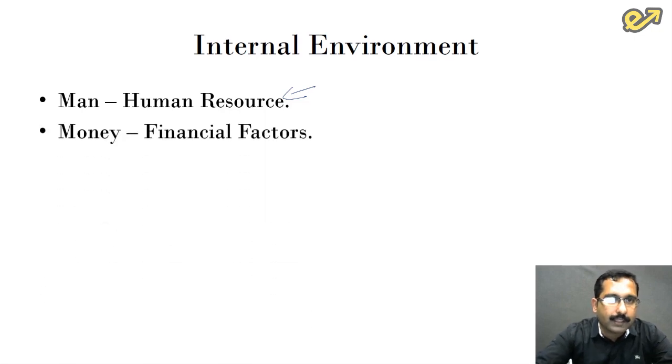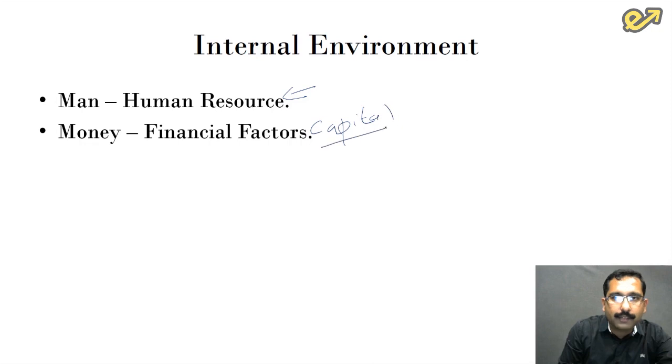The second component of internal environment is money. Money, or you can also call this capital, is very important for any business. There are different ways in which a business can source its own capital. When you go to the higher classes, you will be studying about debt and equity and other things. So, money also, from where do you source?